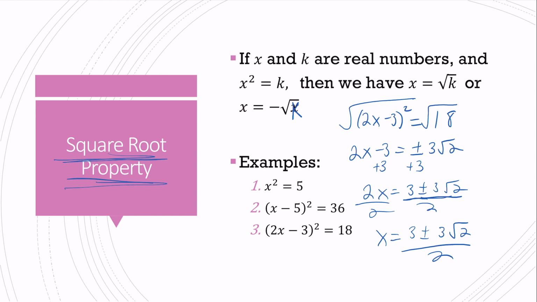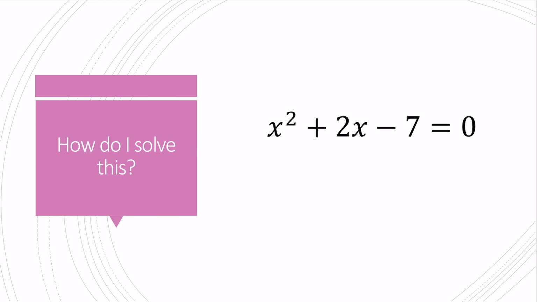How do I solve something like this? Well, there's no factors of negative 7 that add up to 2. So previously what we've done is call it prime. But if I was to graph this in Desmos, which, feel free to pause and graph this in Desmos, you're going to see you have two intercepts. It just so happens that those intercepts aren't nice integers.